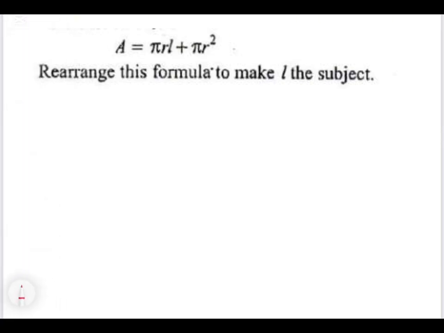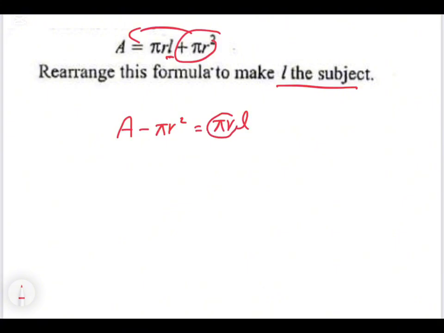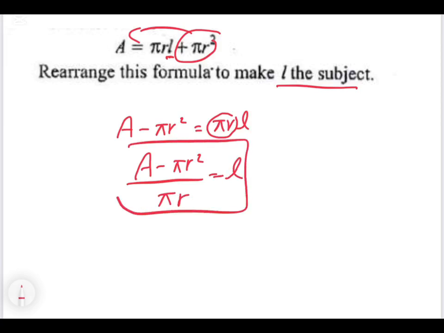Now rearrange this formula to make L the subject. So I have to make this the subject. First I will move this to this side. So A minus pi r square is equal to pi r L. I have to make L the subject and pi r is multiplying with L. So I will move this to the other side, so this will divide. So this will be our final answer of this part.